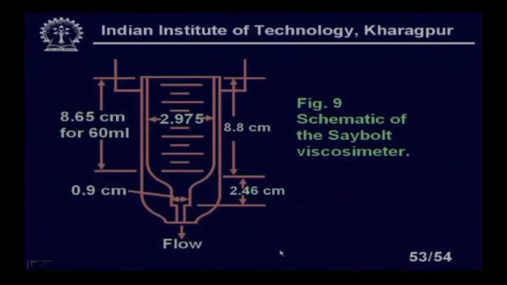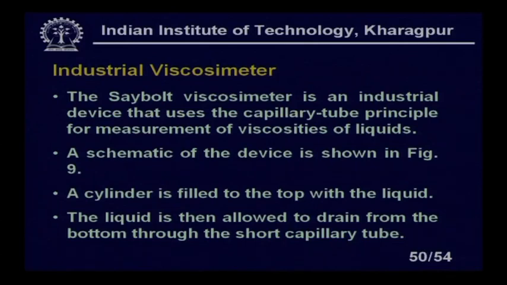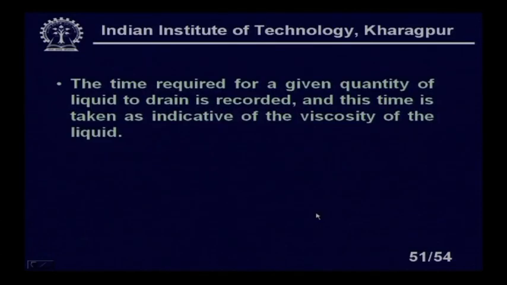This we have already shown, and all the dimensions are shown here. In the industrial viscosity meter, a cylinder is filled at the top with the liquid, and the liquid is then allowed to drain from the bottom.